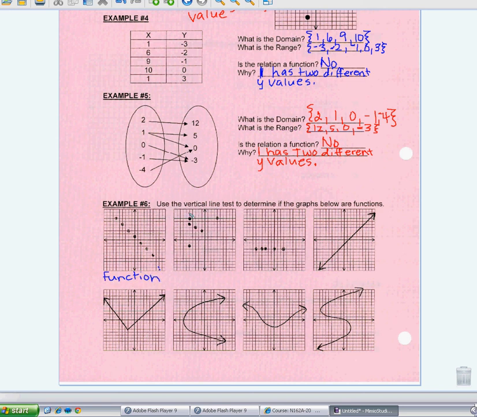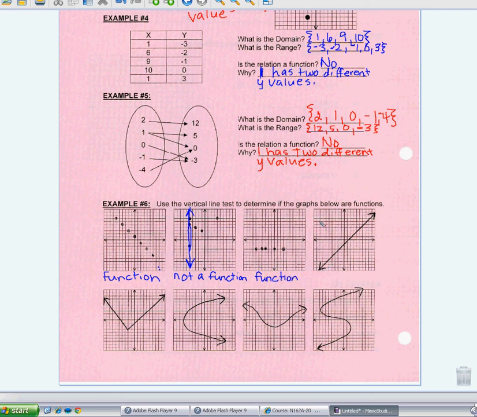Okay, if I draw my vertical line here, do you see how I'm touching 3 of the points at one time? Yeah, that's bad. That's not a function. They can only touch one point and one point only. Not a function. Okay, so if I pass my vertical line through these points, I only touch one point at a time, so this one is a function.